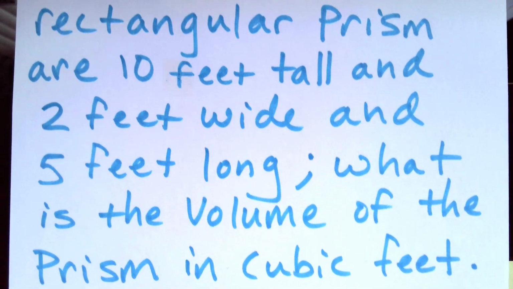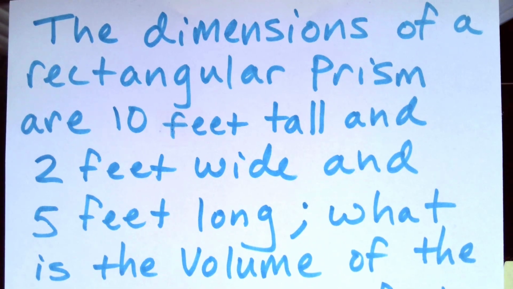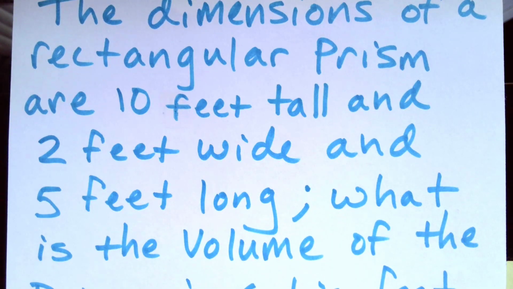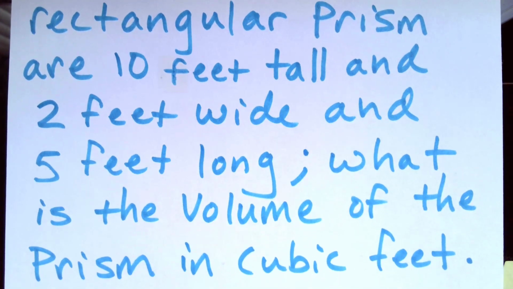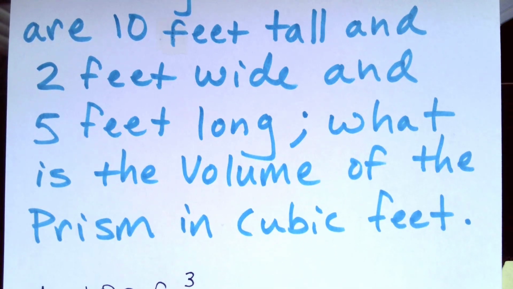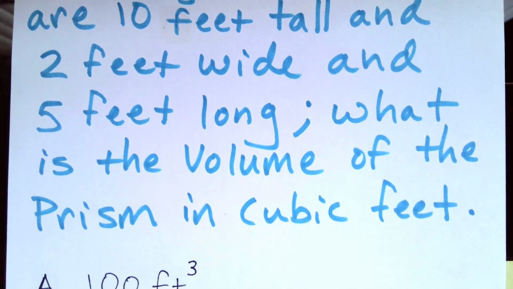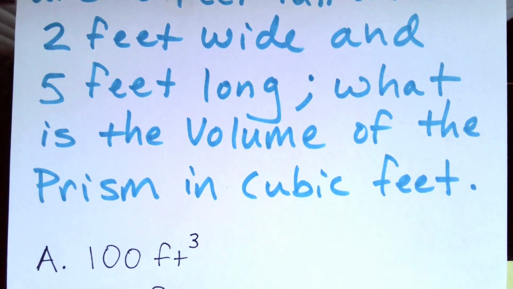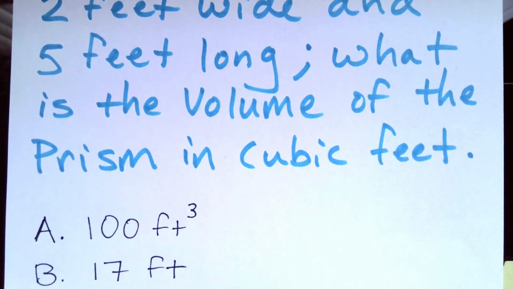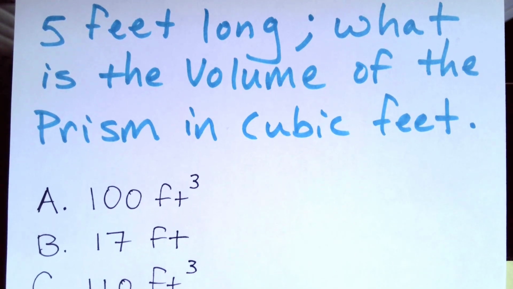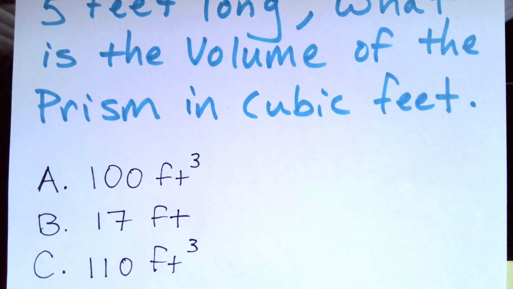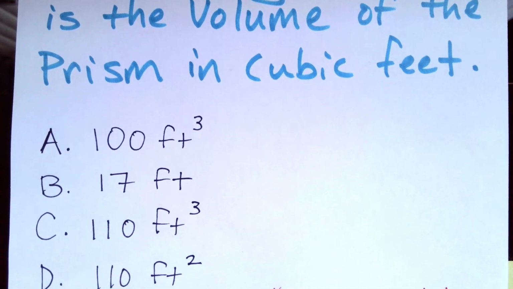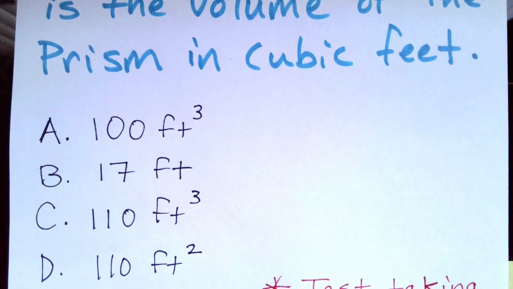Let me go through here and let me read this question to you again. The dimensions of a rectangular prism are, there's proper English for you, 10 feet tall and 2 feet wide and 5 feet long. What is the volume of the prism in cubic feet? A, 100 feet cubed. B, 17 feet. C, 110 feet cubed. And D, 110 feet squared.